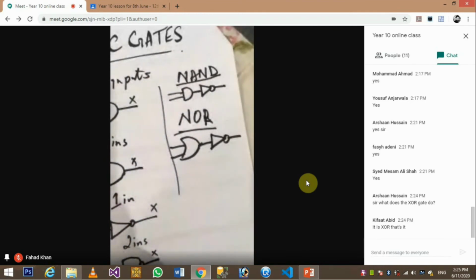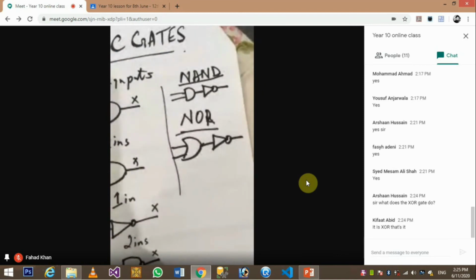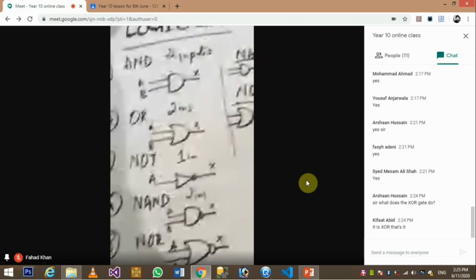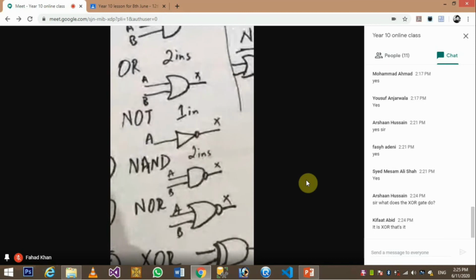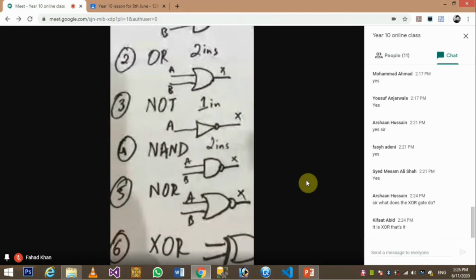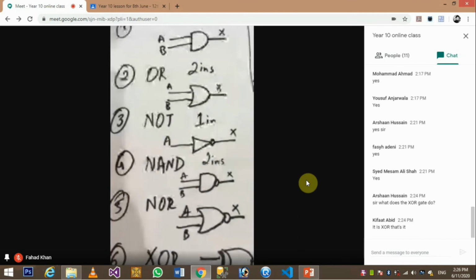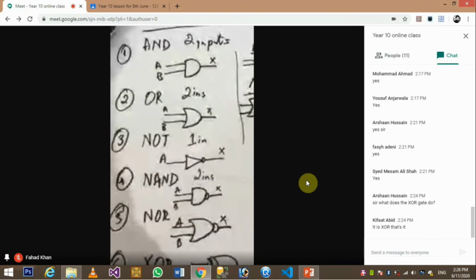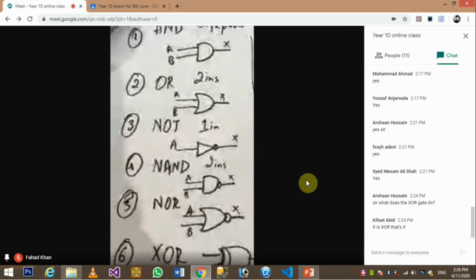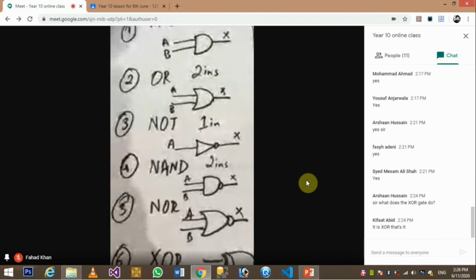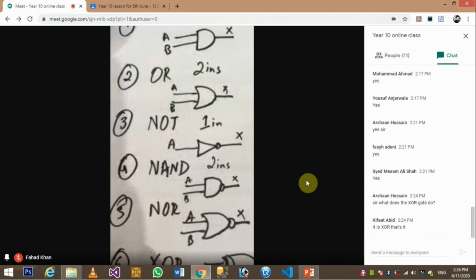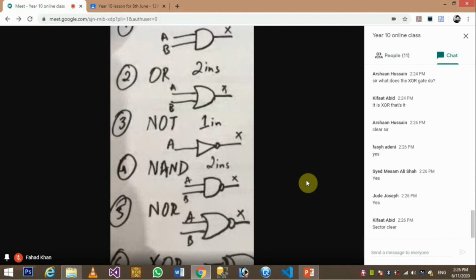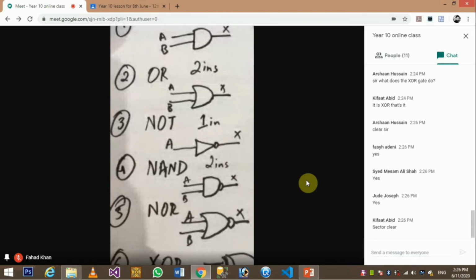Okay, so I have some questions, like, sir, what does the XOR gate do? I'll tell you in the truth table, but before that, if you have any problem, you can ask me right now. Is it clear, all these 6 gates? Am I clear, everybody? Yes, sir. All right.